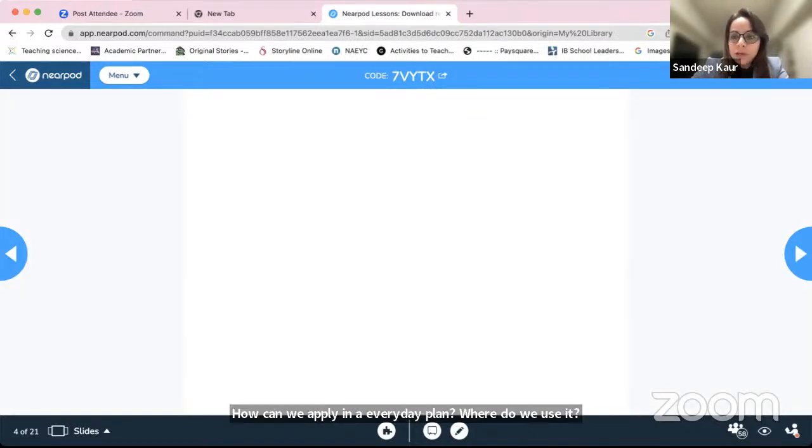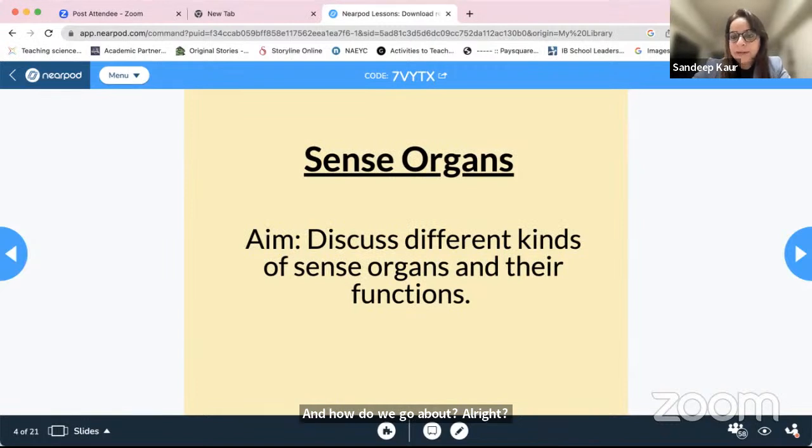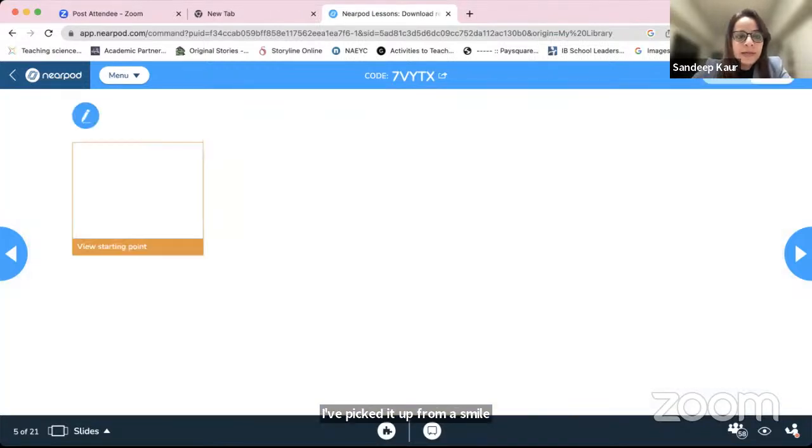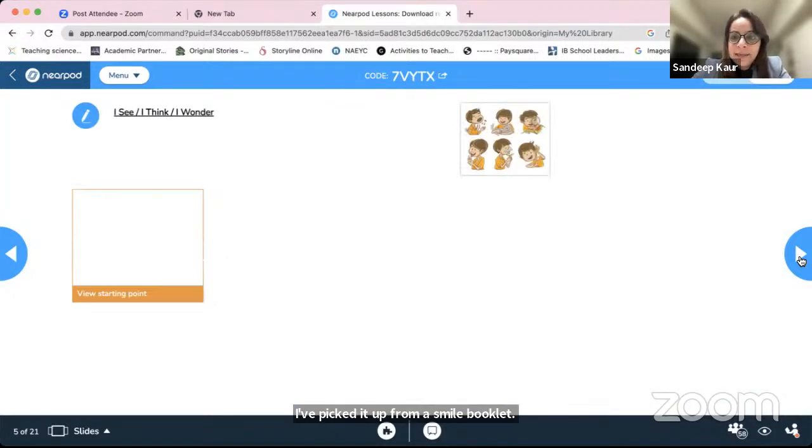By looking at one of the lesson plans that I've pulled out from the Smile curriculum. All right. So I have picked up a grade 3 lesson, which is on sense organs. And the aim is to discuss different kinds of sense organs and their function. It's a grade 3 lesson that I've picked up from a Smile booklet. All right. So again, the second visible thinking routine that I'm using is I see, I think, I wonder.